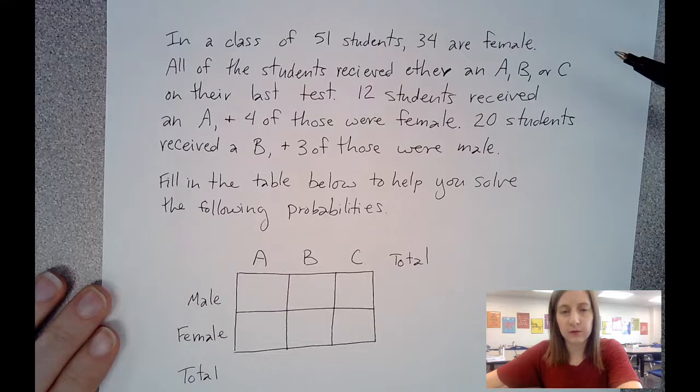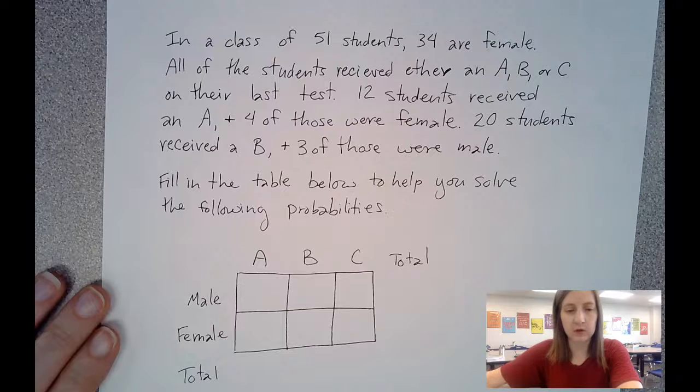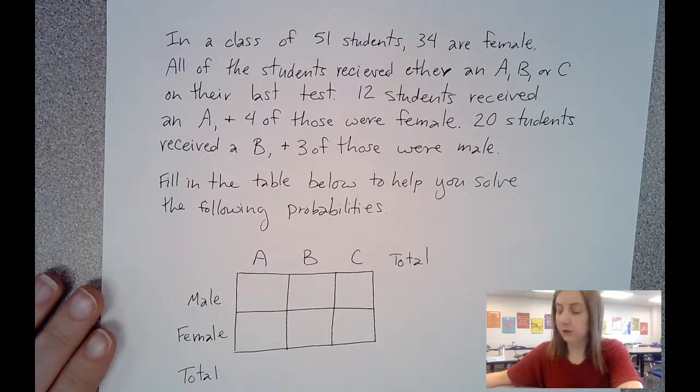In a class of 51 students, 34 are female. All of the students received either an A, B, or C on their last test. 12 students received an A, and 4 of those were female. 20 students received a B, and 3 of those were male. Fill in the table below to help you solve the following probabilities, and the questions are down below. But first we need to fill in the table.